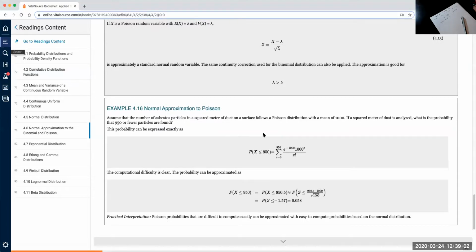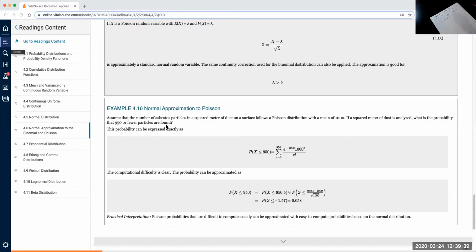So assume that the number of asbestos particles in a square meter of dust on a surface follows a Poisson distribution with a mean of 1,000. If a square meter of dust is analyzed, what is the probability that 950 or fewer particles are found?